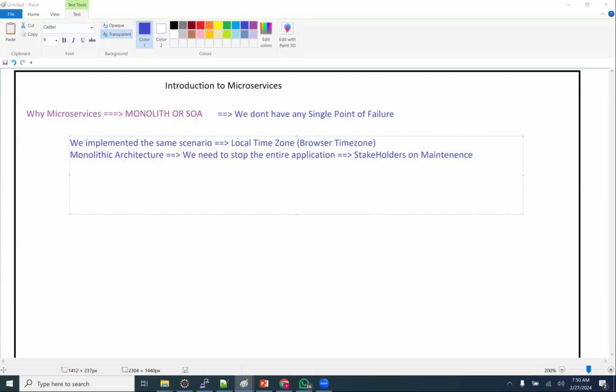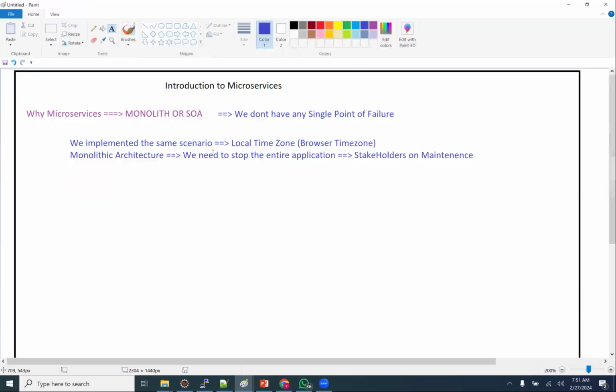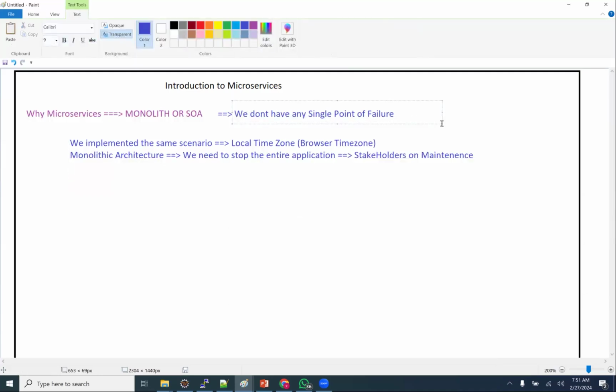Sir, will single point of failure be in monolithic or microservices? No. In monoliths, we have the problem. In microservices, we don't have a single point of failure. The problem is that at one point I failed, just like in the home loan, and I need to correct it. The entire system, I need to stop it.